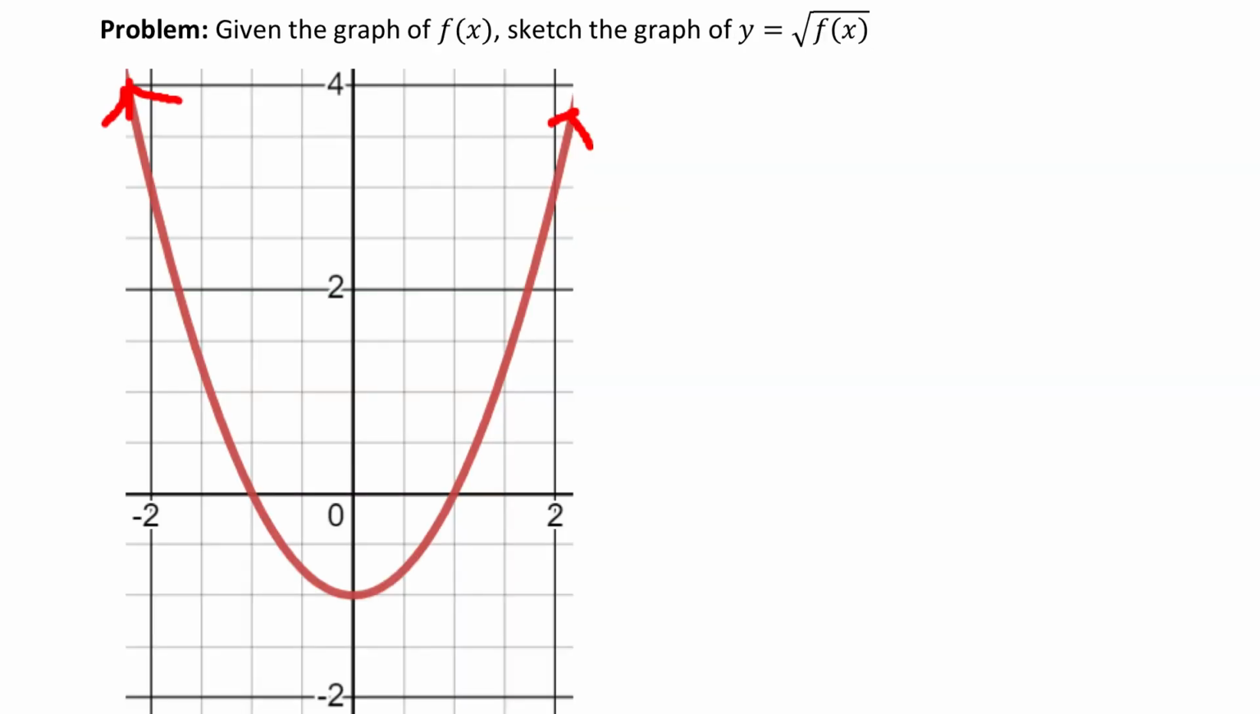All right, we got one more. Given the graph of f(x), let's sketch the square root. Go ahead and pause the video and give it a try.